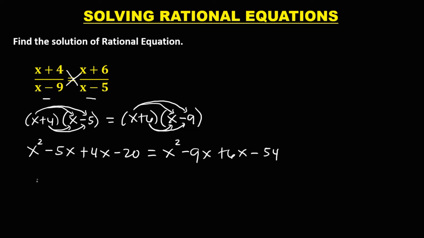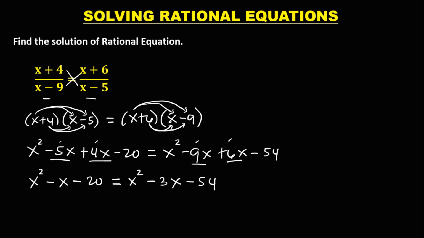Then we can combine like terms. So we have x squared and this negative 5x plus 4x. So negative 5 plus 4, that's negative 1x or negative x. Then minus 20, then equals x squared, then negative 9x and positive 6x. So negative 9 plus 6, that's negative 3x, then minus 54. Then we need to equate this equation to 0.